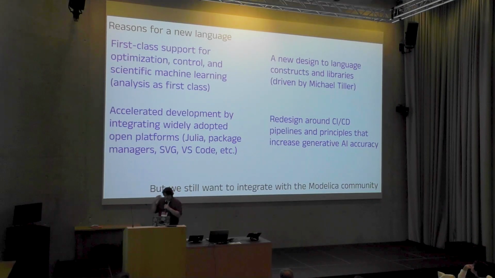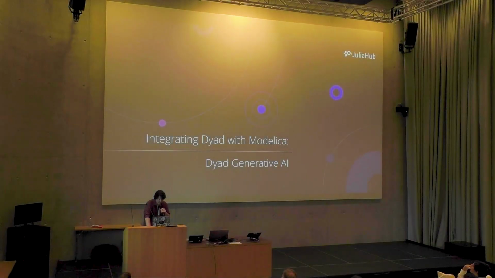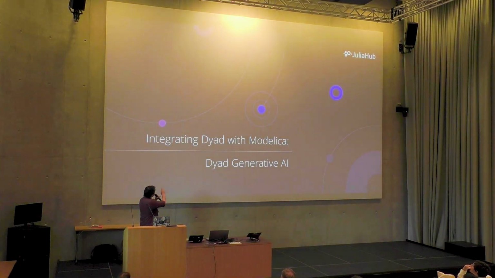So there's a lot of things that we've done to make Dyad a next generation of acausal languages. But we still want to integrate with the Modelica community. So how do we piece all this together? One of the first ways that we're doing this is integrating Dyad with Modelica through Dyad's generative AI capabilities.